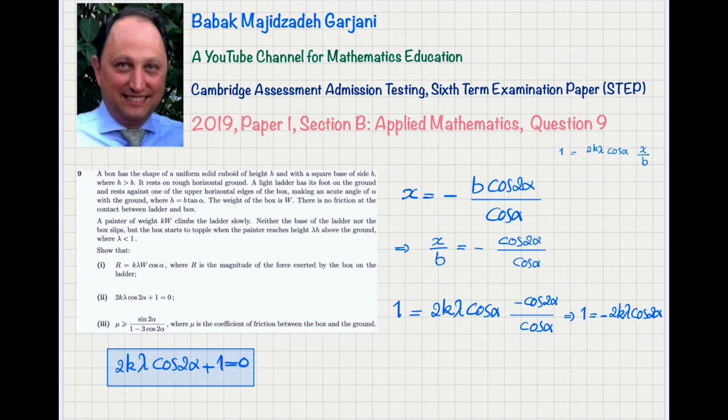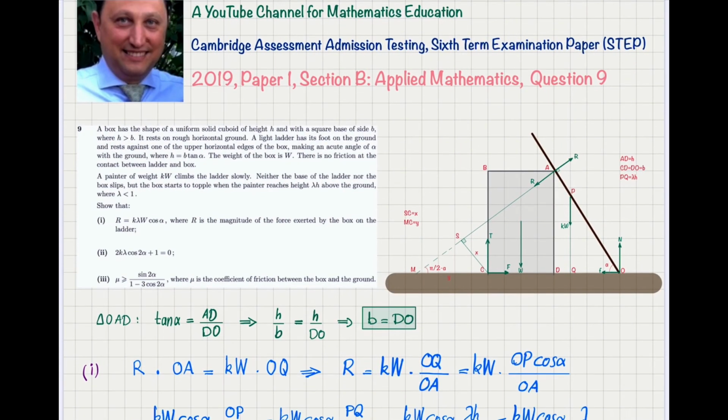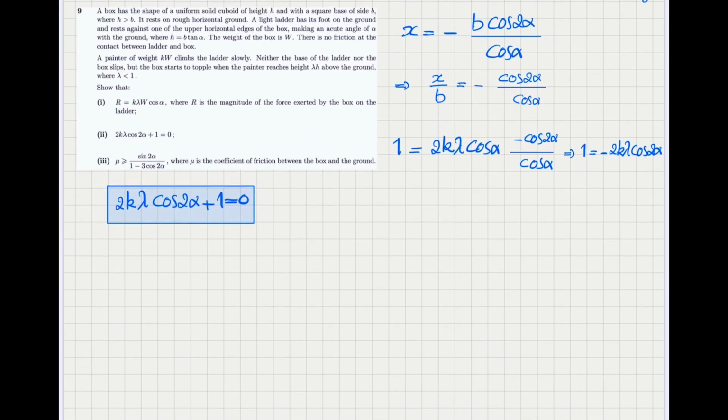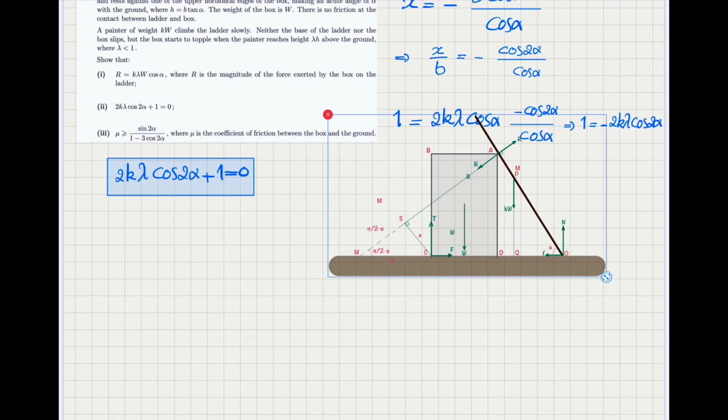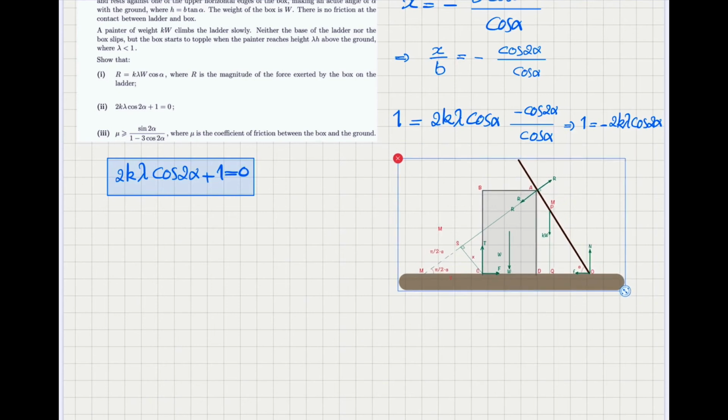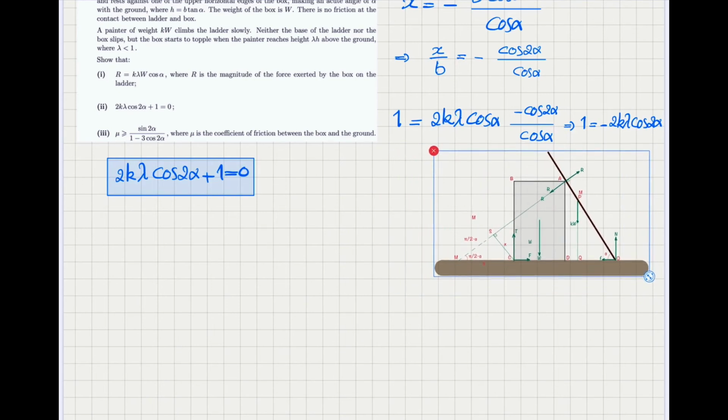For the last part of the problem here, we are supposed to show that the coefficient of friction mu is greater than this fraction, which only depends on alpha. So for doing that, let me bring a small version of this diagram to this page. I will copy this and paste it here, but I can make it a little bit smaller so details are not that important here. So okay, let us keep this one here.